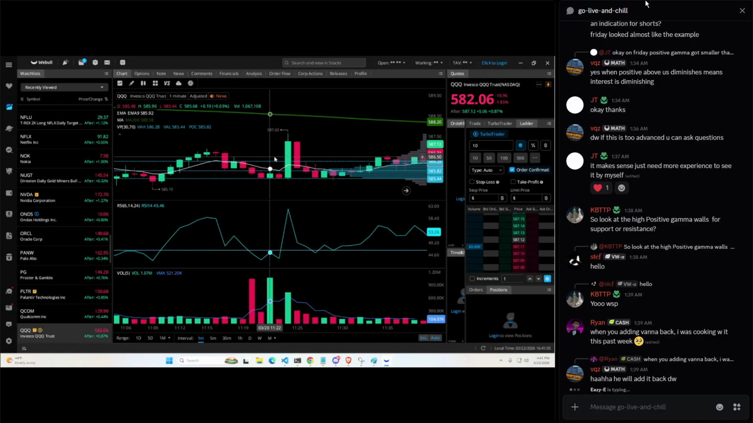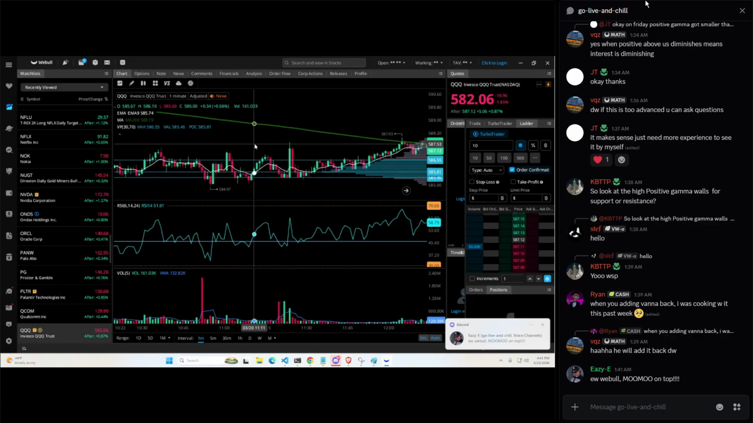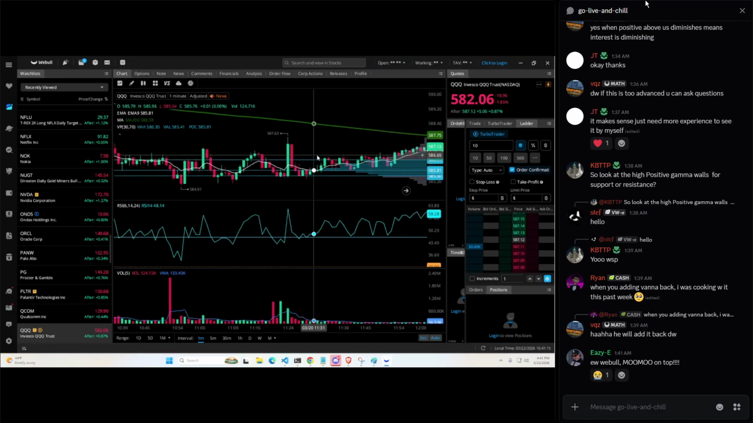So it's almost like when we're in negative gamma, they're letting Webull, come on, man. It's the best. I hate Webull. I don't use it to trade. I just love the chart. I don't know why. I've always loved their charting.